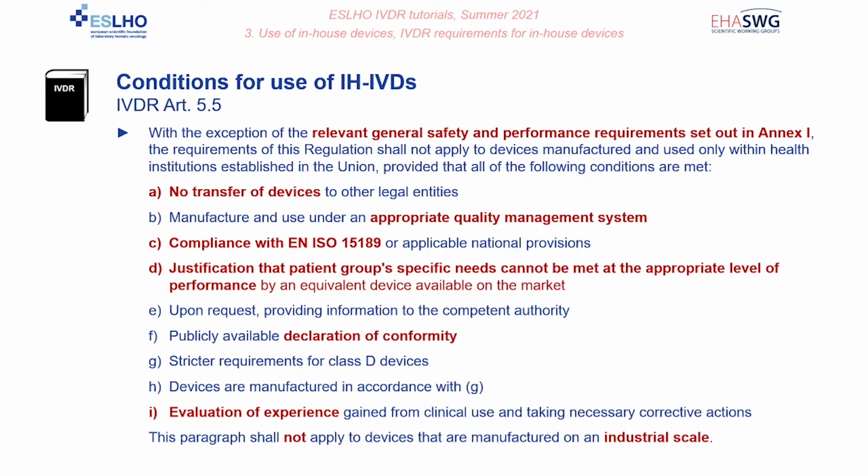F. You need to make a public declaration of conformity. This is basically a list published on your institution's website stating the address of the institution and listing the in-house devices that you are using with limited details.